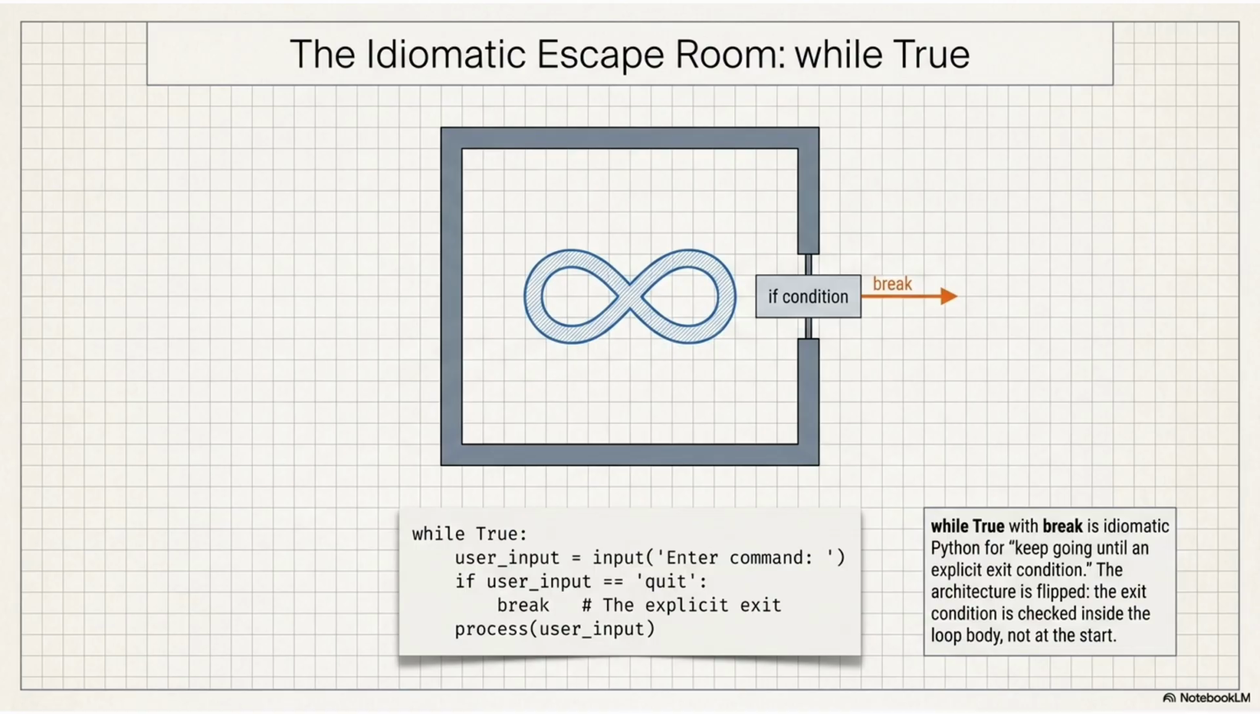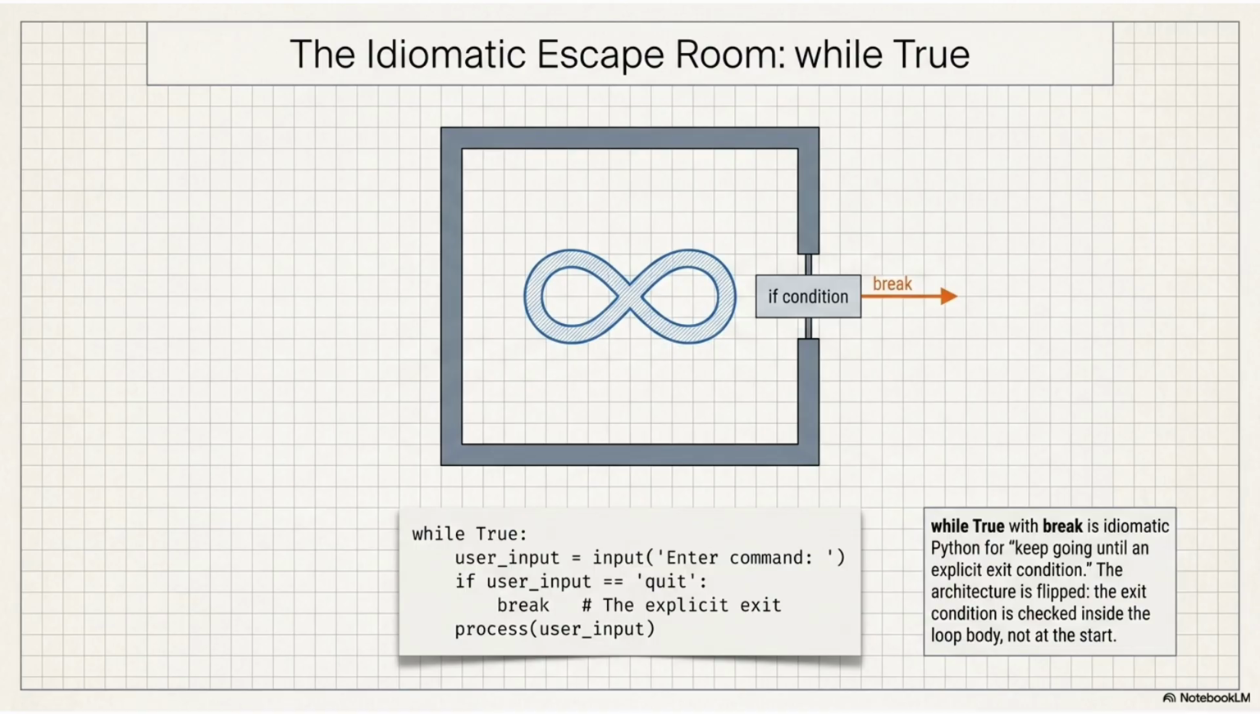In this slide, while True, the idiomatic Python pattern for loops that need an explicit exit condition rather than a countdown. The code structure is while True, followed by the loop body with an if condition break inside to trigger an exit when the right event occurs. The diagram shows the infinity symbol inside the loop body with an exit arrow labeled break.